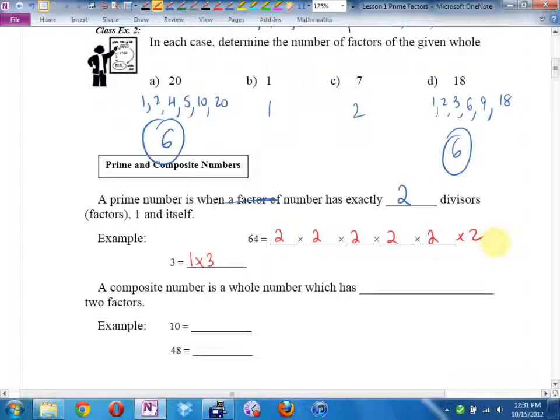Is that right? Yeah. 2, 4, 8, 16, 32, 64. Okay.